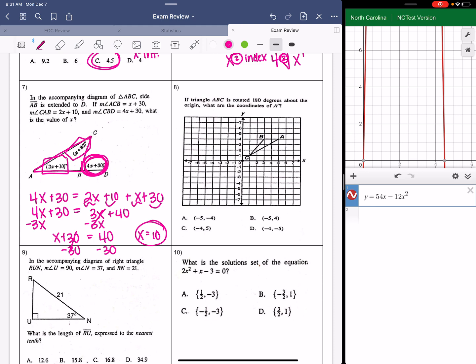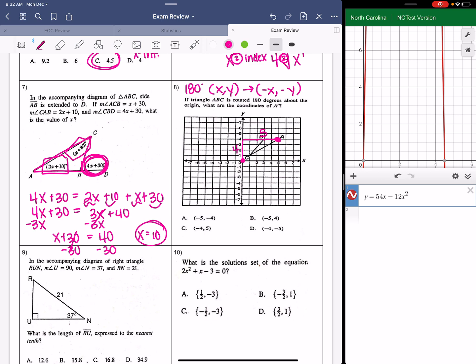All right, number 8, in triangle ABC, if that's rotated 180 degrees, what are the coordinates of A prime? So 180 degrees, you can remember the rule that for 180 degree rotation, xy becomes negative x, negative y, or you can just use what I call the anchor method. So to get to A, you can pick either one of these axes and just draw a horizontal and a vertical line to get to A. So I would go up and to the right to get to A. So I went up 4 units, and I went right 1, 2, 3, 4, 5 units.